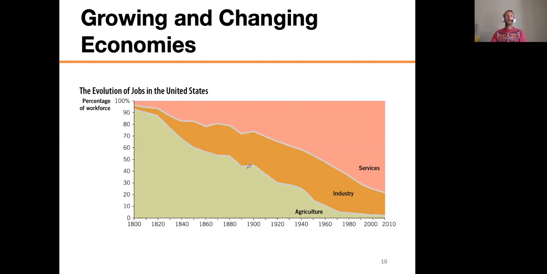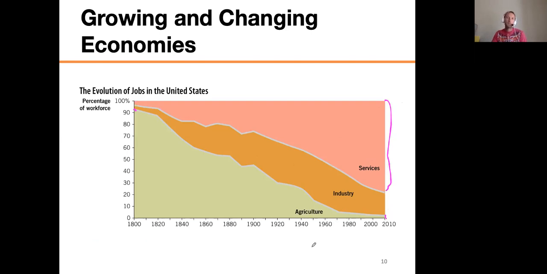Okay, so look at this graph. It shows you the changing evolution of jobs in the United States. You see back in here in the 1800s, we were almost all agriculture, okay? And then agriculture started losing share, industry started picking up share, and services now make up the largest part of jobs. So you can see that, oh, probably close to 80% of people work in the service industry. Less than 5% work in agriculture right now, right? Isn't that pretty amazing?